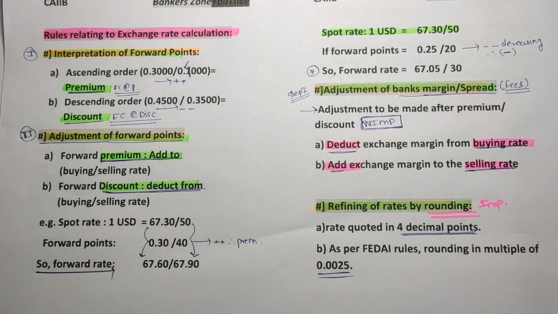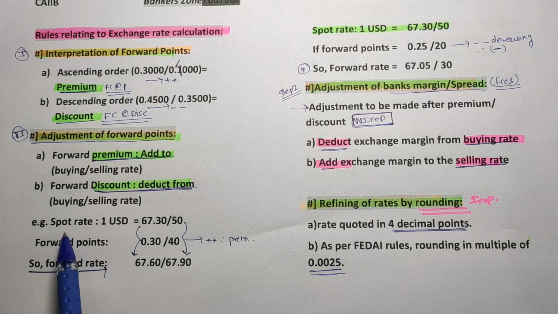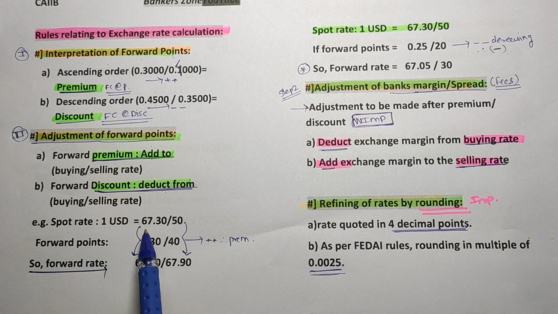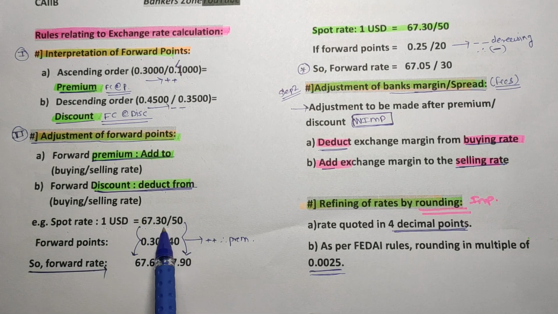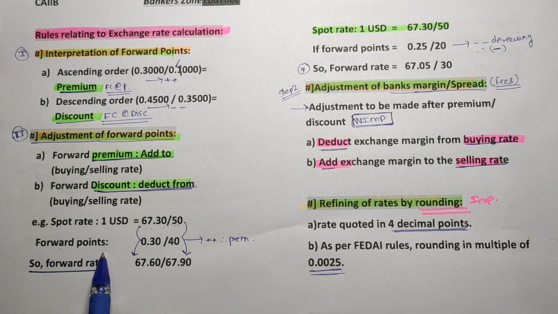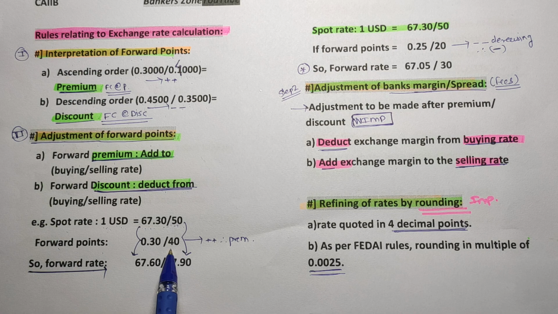Okay, now see here an example. You can easily observe one example here. See friends, the spot rate is given, that is $1 US is equal to 63.30 and $1 US is equal to 67.50, right? I have already told you it is the direct rate when foreign currency is fixed and two values of the home currency are given. There the Indian currency is variable, that means we can say it is the direct rate. And they have given forward points, that is 0.30 and 0.40. So what will be the forward rate?